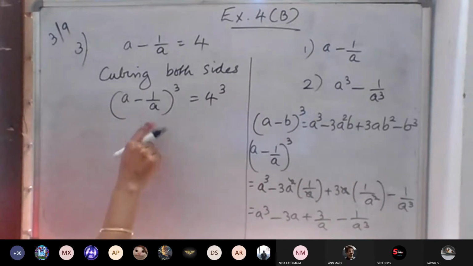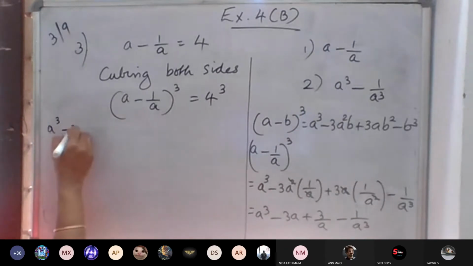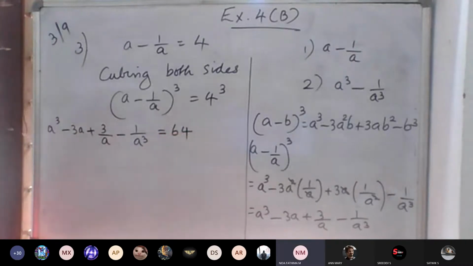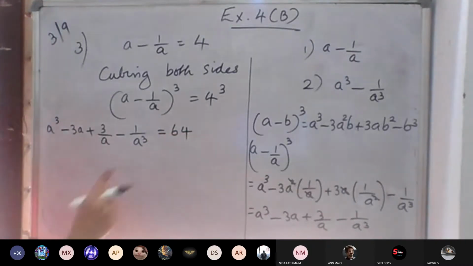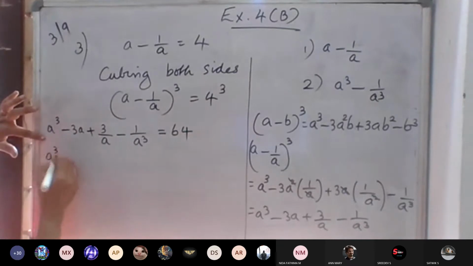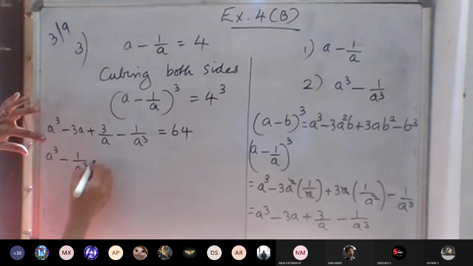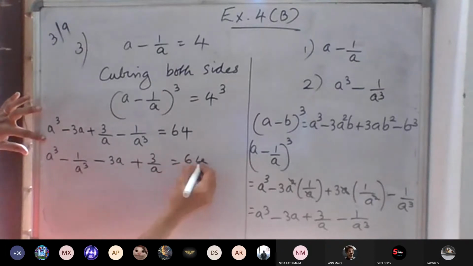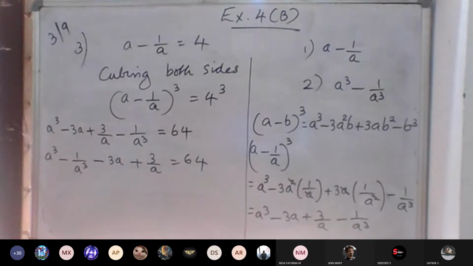So this step itself you write here. A cube minus 3A plus 3 by A minus 1 by A cube is equal to 4 cube, which is 64. So take this A cube together: A cube minus 1 by A cube minus 3A plus 3 by A is equal to 64. Some adjustment we have to do. We can substitute some values.